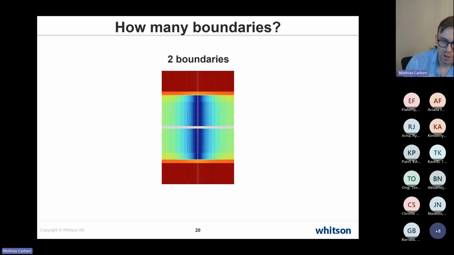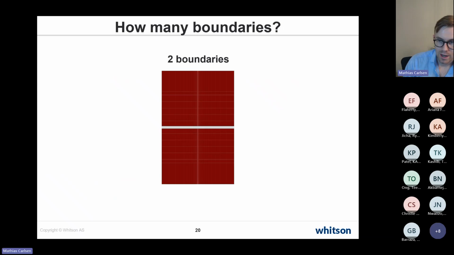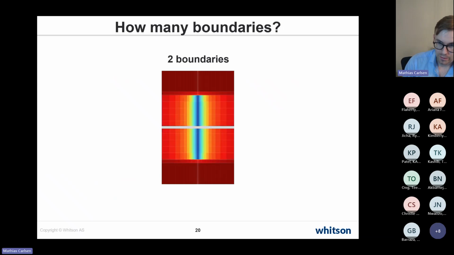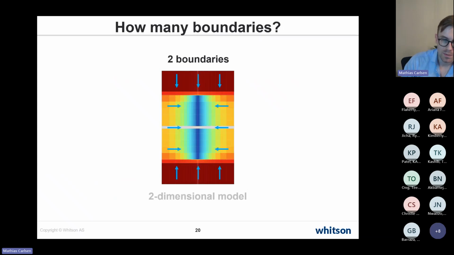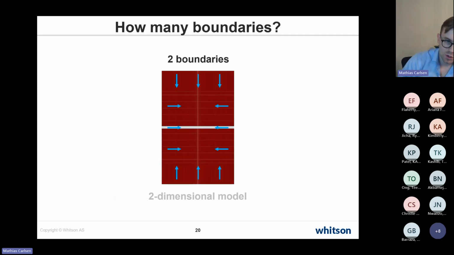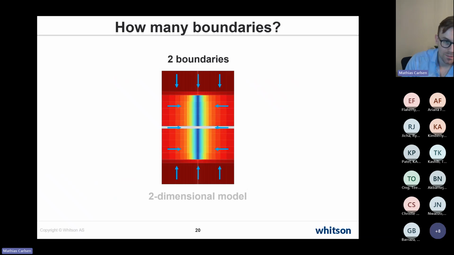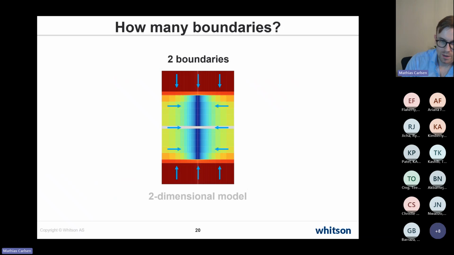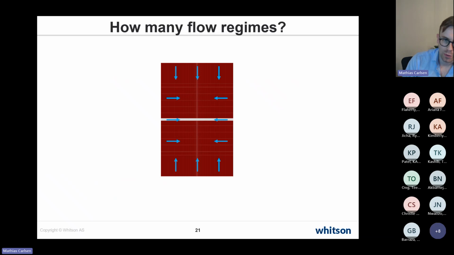Now we added some volume beyond the frac tip, and this is what we call a two-dimensional model. So there's no volume beyond the frac height, but there's some volume beyond the frac tip, and we're getting contribution because the perm is high enough to then have fluids flowing into the stimulated rock volume. Okay, so now we have two boundaries. It's a two-dimensional flow, and then immediately we'll have three flow regimes.